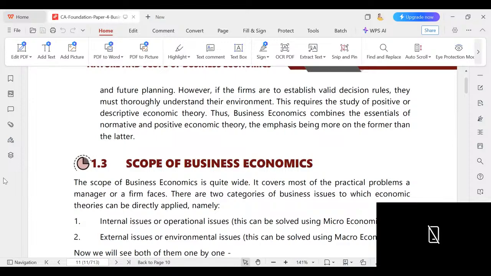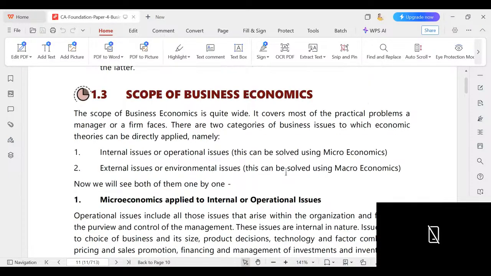So the next one is the scope of business economics. Scope means to which level it extends. What is its margin? That is called scope. So how wide is it? Wide only. The scope of business economics is quite wide, and it covers most of the practical problems a manager or a firm faces.